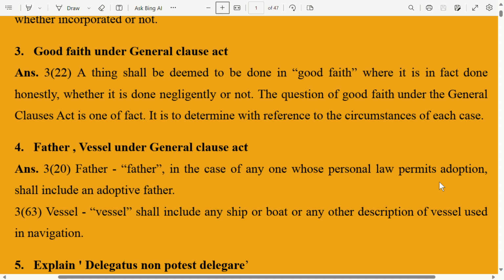Question 4. Father, vessel under the General Clauses Act. Father. Section 3, subsection 20 defines father. Father, in the case of anyone whose personal law permits adoption, shall include an adoptive father. Section 3, subsection 63, vessel. Vessel shall include any ship or boat or any other description of vessel used in navigation.